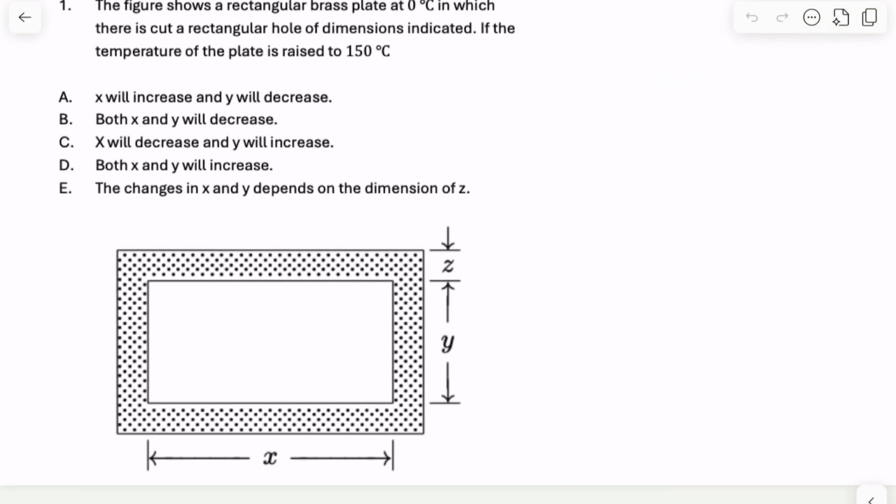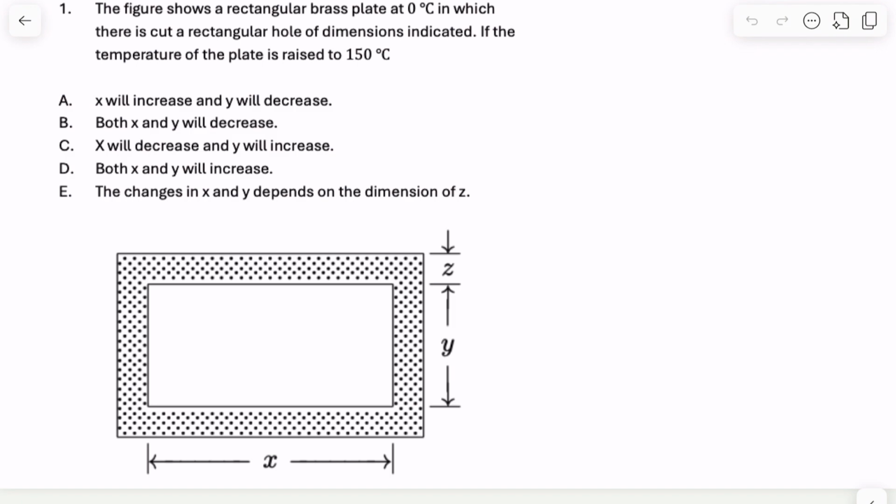Okay, this is the explanation for the multiple choice section. Starting with number one, the figure shows a rectangular brass plate at 0 degrees Celsius in which there is a cut of a rectangular dimension as indicated. The length of this is y, this one is x, which is larger than y as you can see, and this portion here is simply z.